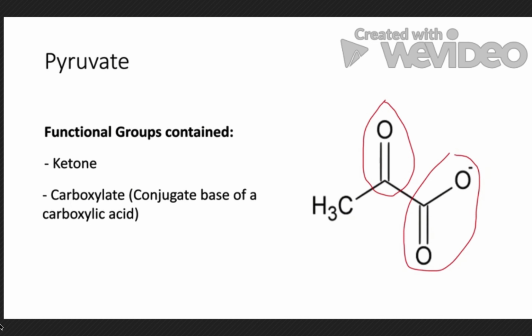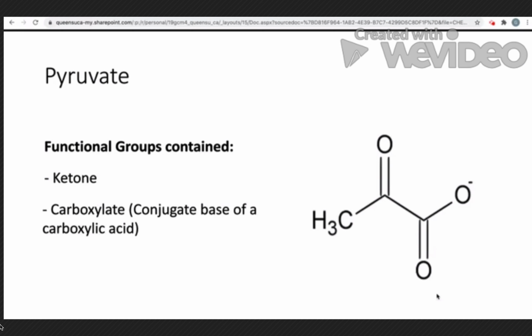Now, carboxylates are unfamiliar to us. However, they are just a conjugate base of a carboxylic acid. If this were a carboxylic acid, there would have to be an H attached to this O here. However, this is not the case, and therefore, since we are missing that H, we call it a carboxylate, as it is a conjugate base of a carboxylic acid.